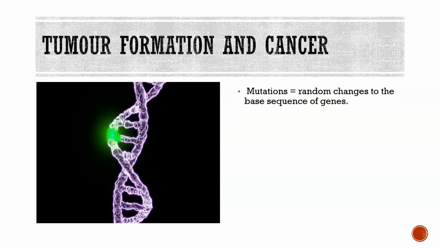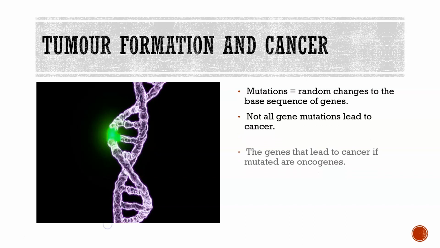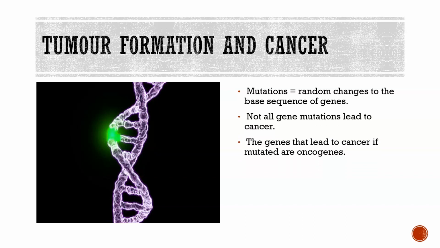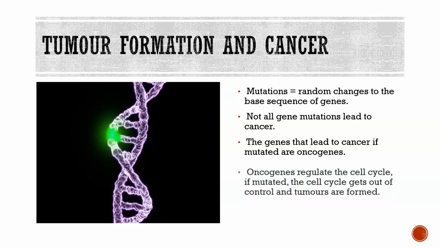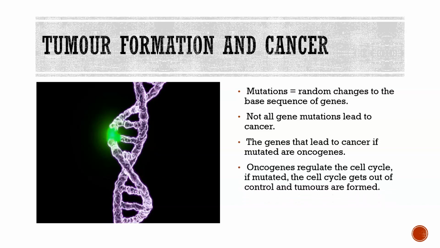Okay, as we know, mutations are random changes to our base sequence of genes. Not all gene mutations lead to cancers. The genes that lead to cancer, if mutated, are called oncogenes. Oncogenes regulate the cell cycle, and if mutated, the cell cycle gets out of control, and that is why our tumours are formed.